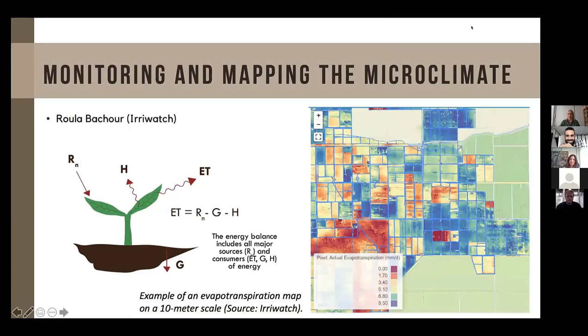And now I would like to give the floor to Rula. I think, Rula, you can share your screen. Okay, Rula, I give the floor to you, and whenever you want to share your screen, just let me know. Then I will stop sharing mine, and then I think you're able to share yours.